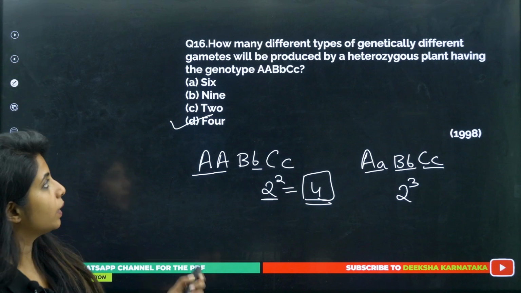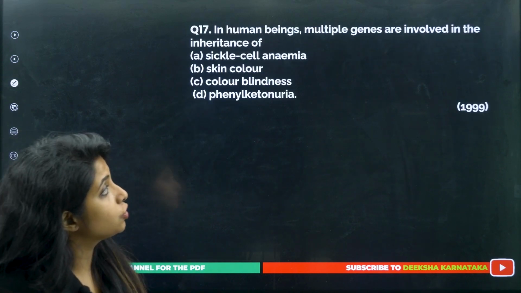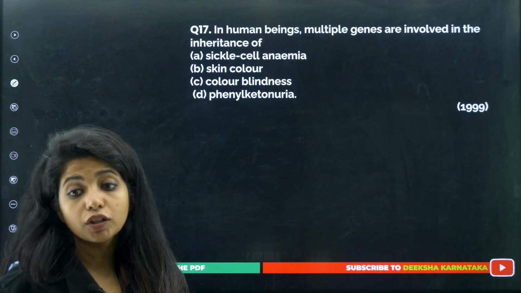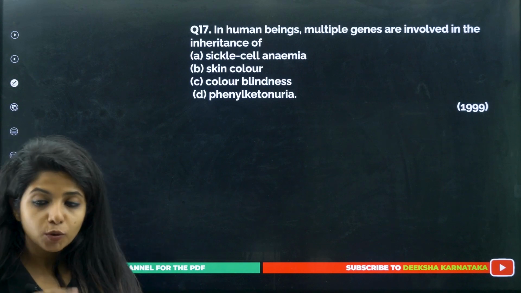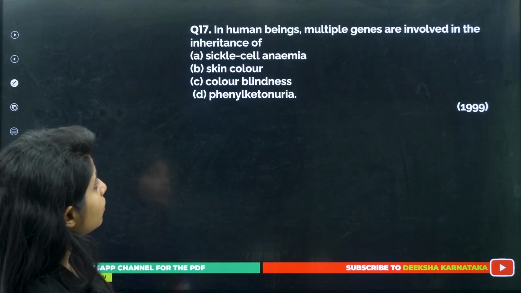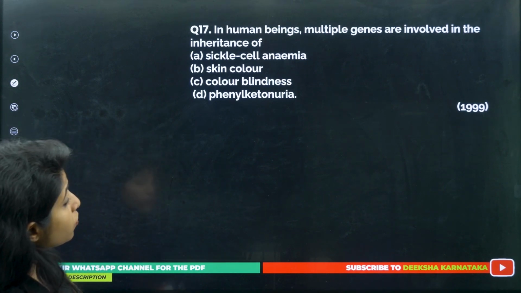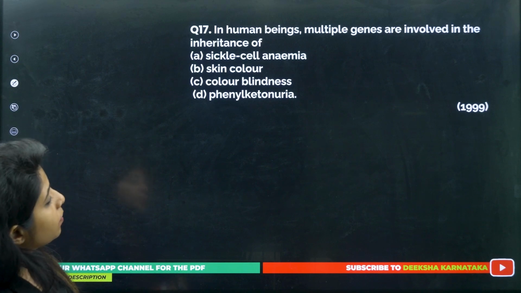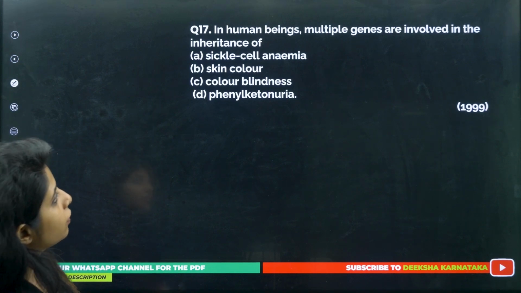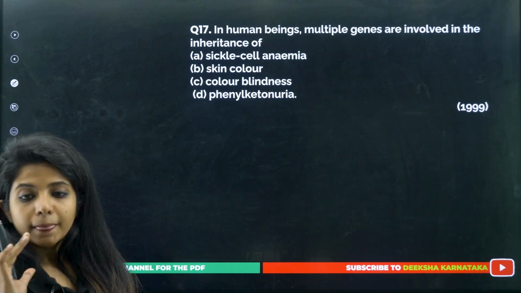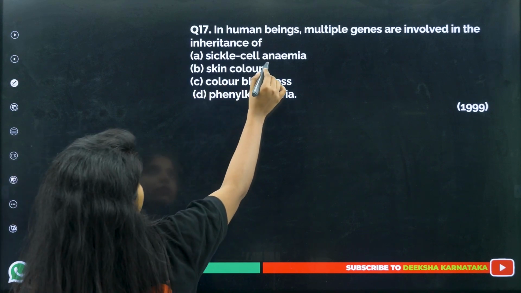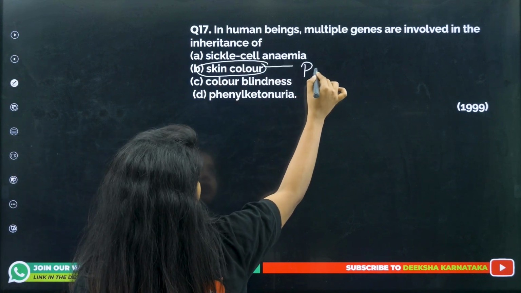Okay, going ahead. In human beings, multiple genes are involved in the inheritance of what? Sickle cell anemia, skin color, color blindness, phenylketonuria. So skin color that you see over here, it's an example of polygyny.